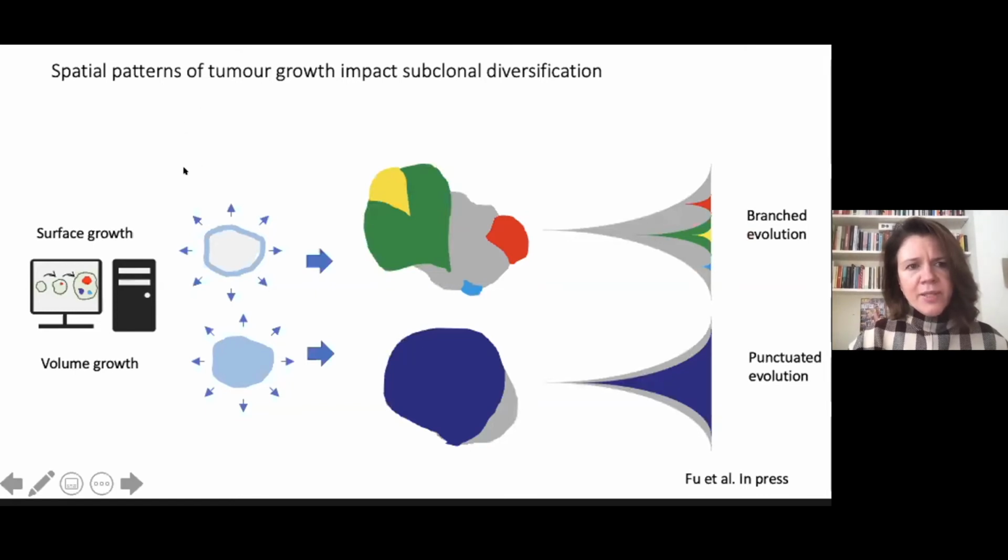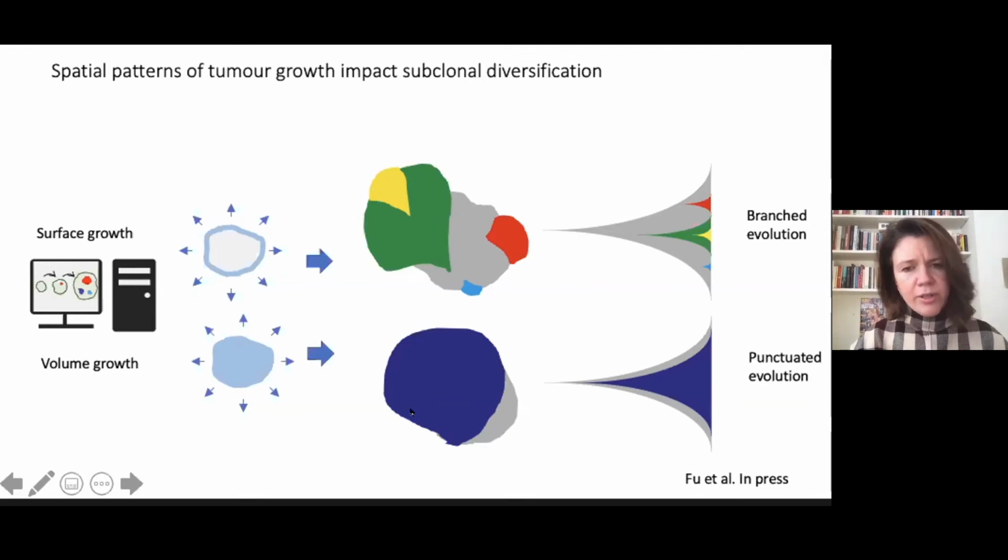What Zhao observes is that the tumors that evolve, that grow specifically at the surface, tend to grow by branched evolution. So there is subclonal diversification very early on, but he also notes there is this change in tumor morphology. So these tumors have many budding structures at the surface, and contrast that with these tumors that grow by volume growth. So here, in this model, it's assumed that every cell in the tumor is actively proliferating as opposed to just those on the surface.